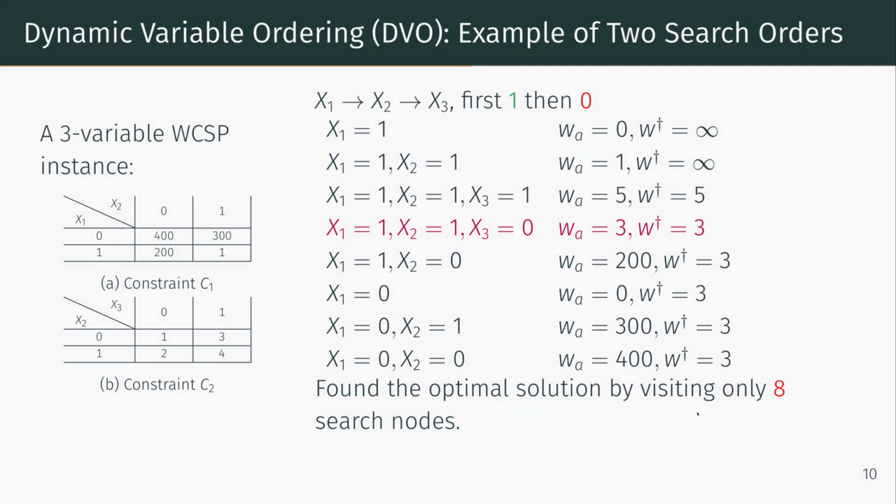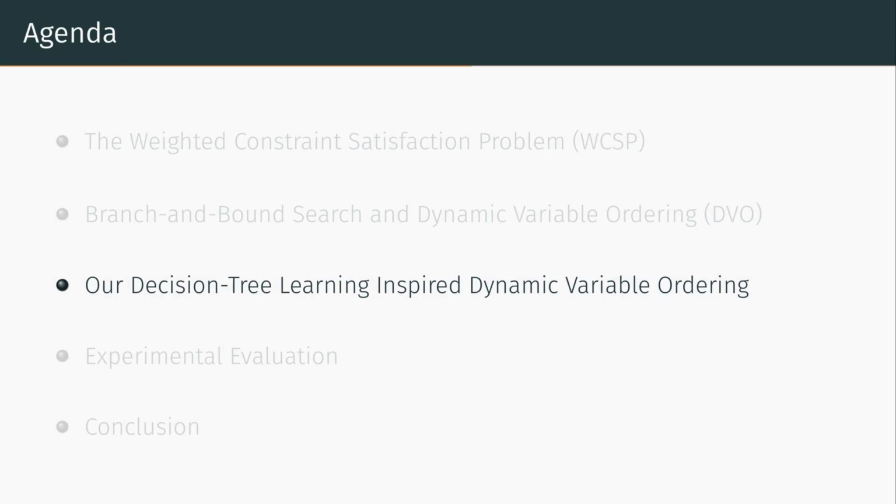So the ordering of variables and their assignments can dramatically affect the efficiency of the algorithm. In this example, we only swapped the 2 assignments, but in reality, in many instances, reordering the variables could also have dramatic effects. Now let me introduce our decision tree learning inspired dynamic variable ordering algorithm.